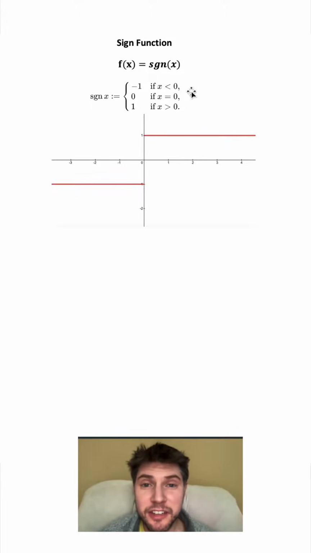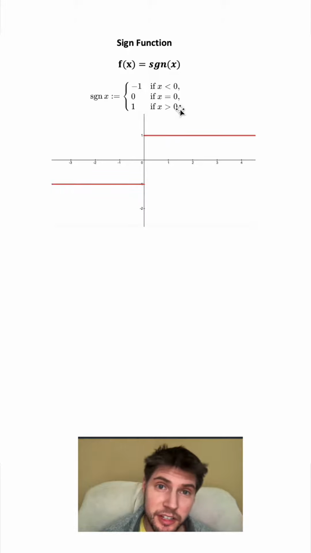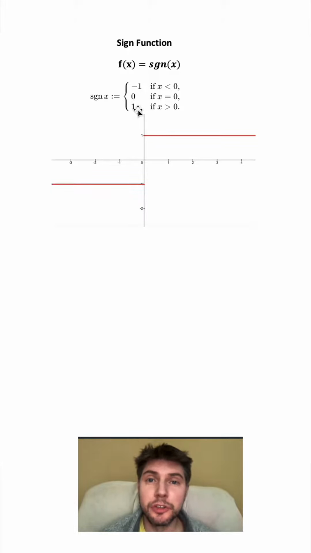If x is less than 0, or in other words, if x is negative, it returns -1. If x is 0, it's 0. And if x is greater than 0, or in other words, if x is positive, it returns 1. And here's the graph of it right here. For all the places where x is negative, its value is -1. At 0, it's 0. And then all the places where x is positive, it's equal to +1.